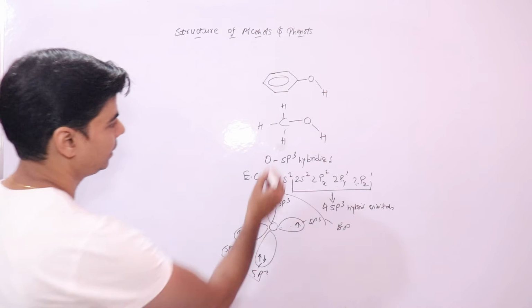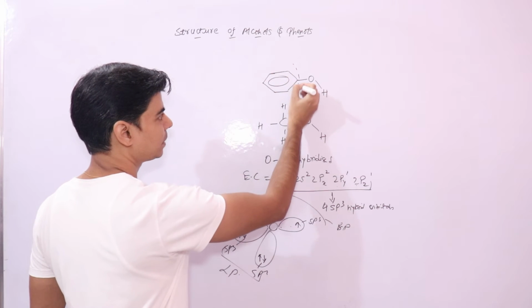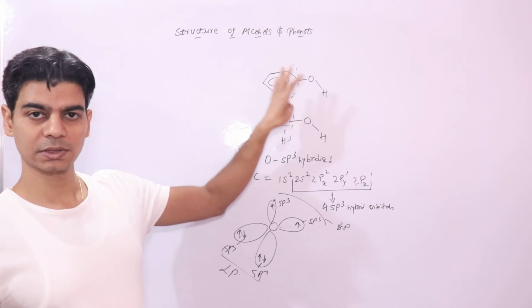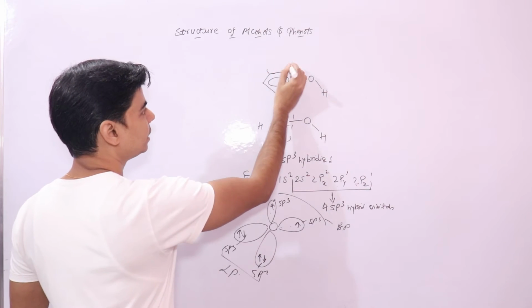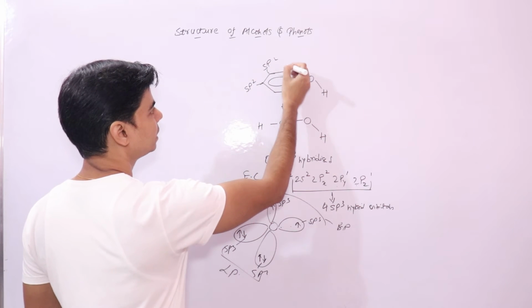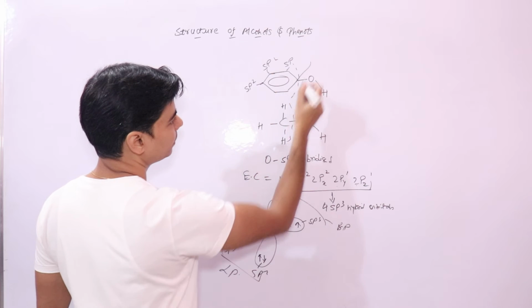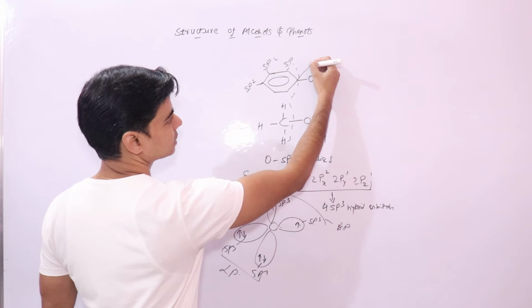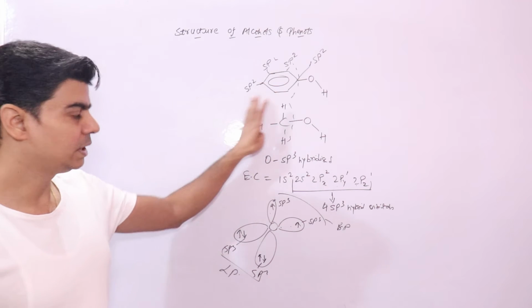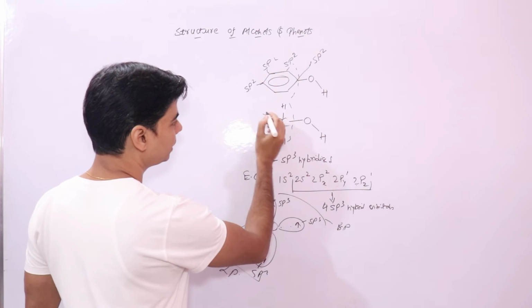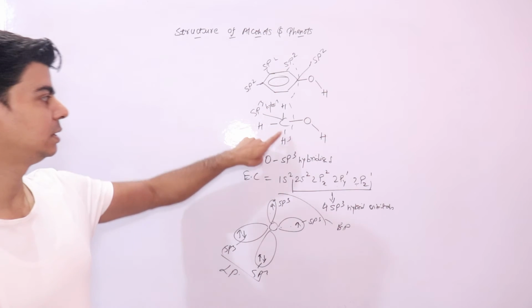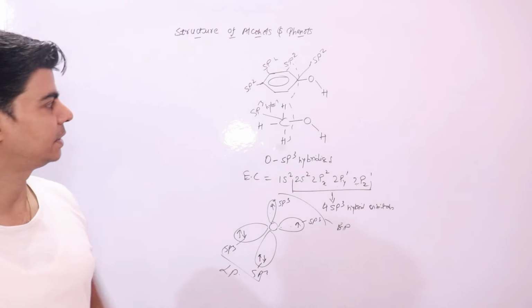Now let's look at this part of alcohols and phenols. We know that in benzene, if you know the structure of benzene, all these carbon atoms are sp2 hybridized. This is sp2 hybridized, this is sp2 hybridized. So this carbon atom to which this O is connected is also sp2 hybridized. And in methyl, your carbon atom is sp3 hybridized, right? This is sp3 hybridized. This is the sp2 hybridized carbon atom.